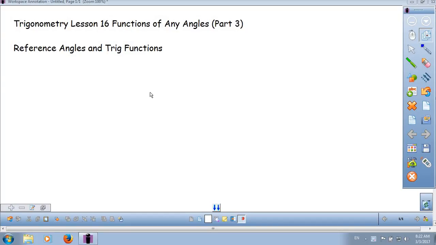Today we're continuing our trigonometry lessons. Today is lesson number 16. Today what we're going to talk about is the reference angles and trigonometry functions.